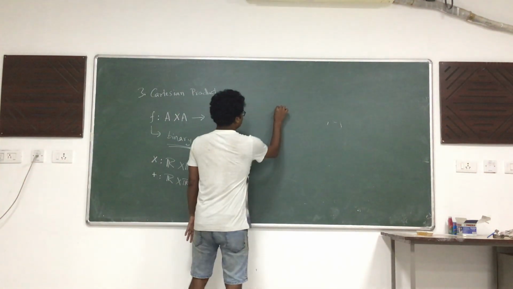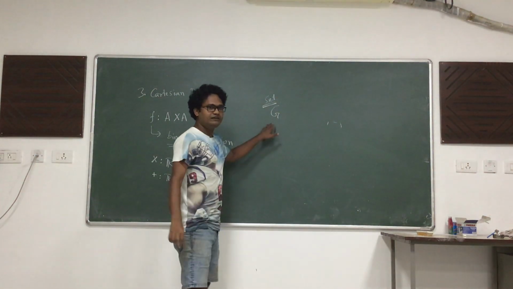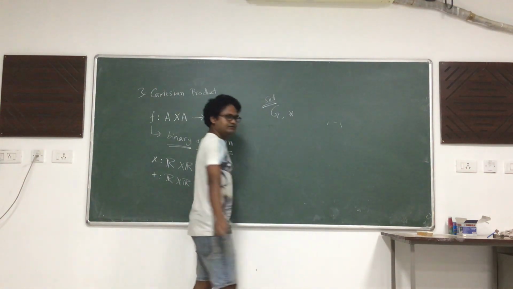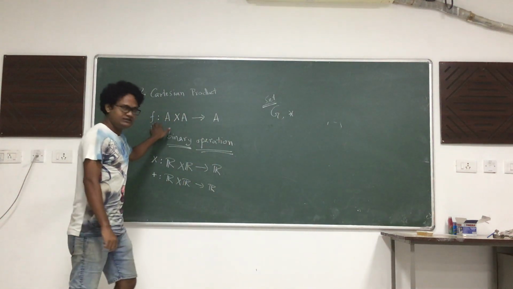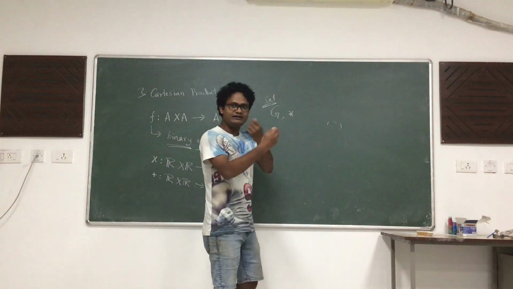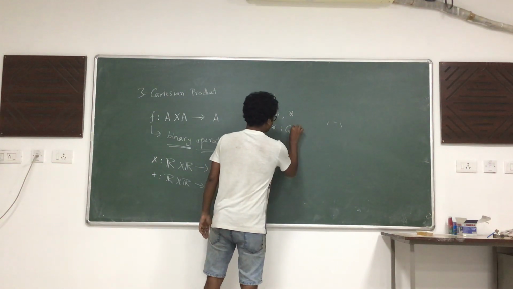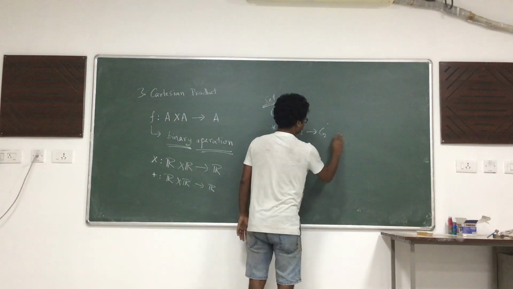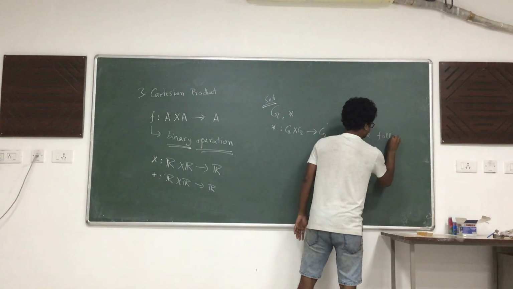Now let us say a set G is equipped with a binary operation. Let's say star. This is equipped with a binary operation. Somehow I managed to give some binary operation. That means you give me two elements from this set, and I'll give you another element from this set. Okay, G is equipped with a binary operation with the following properties.